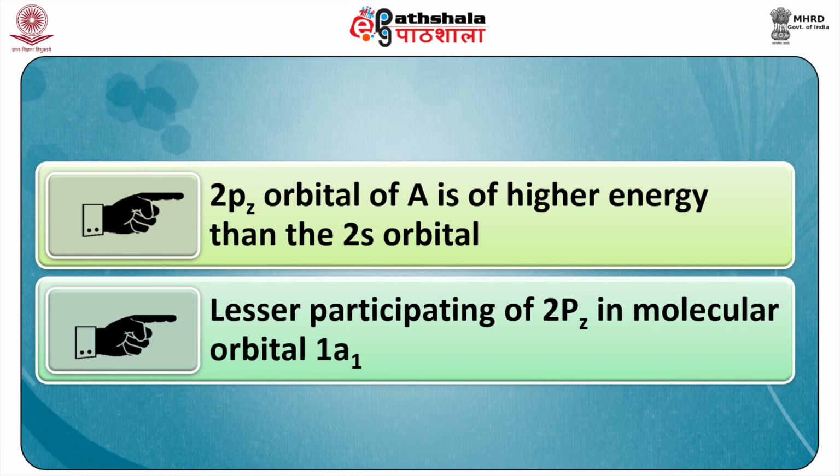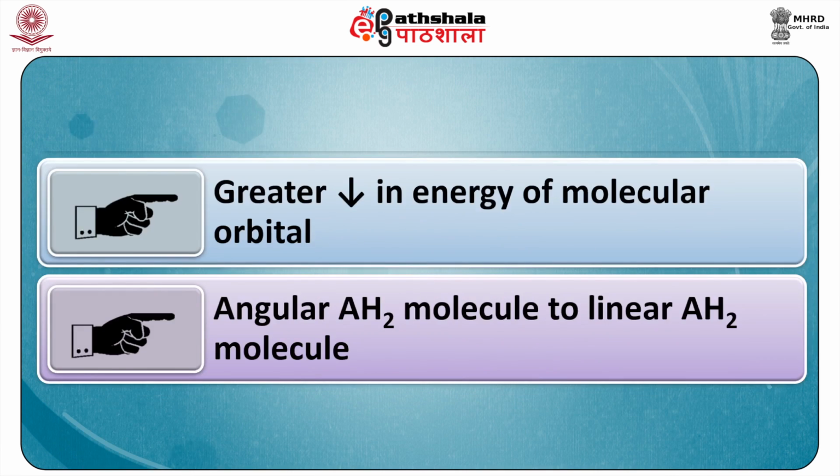Since the 2pz orbital of A is of higher energy than the 2s orbital, the lesser and lesser participation of 2pz in molecular orbital 1a1 will cause a greater and greater decrease in the energy of the molecular orbital in going from the angular AH2 molecule to the linear AH2 molecule. That is, the HAH angle of 90 degrees changes to the HAH angle of 180 degrees.